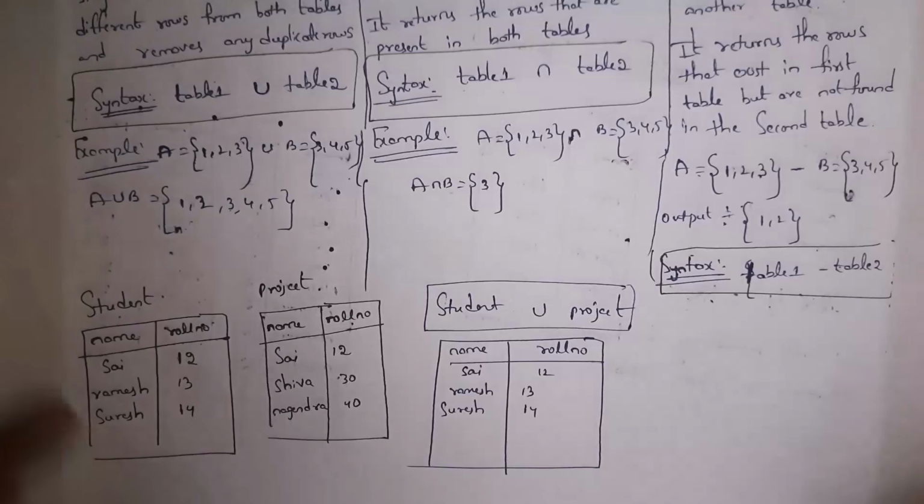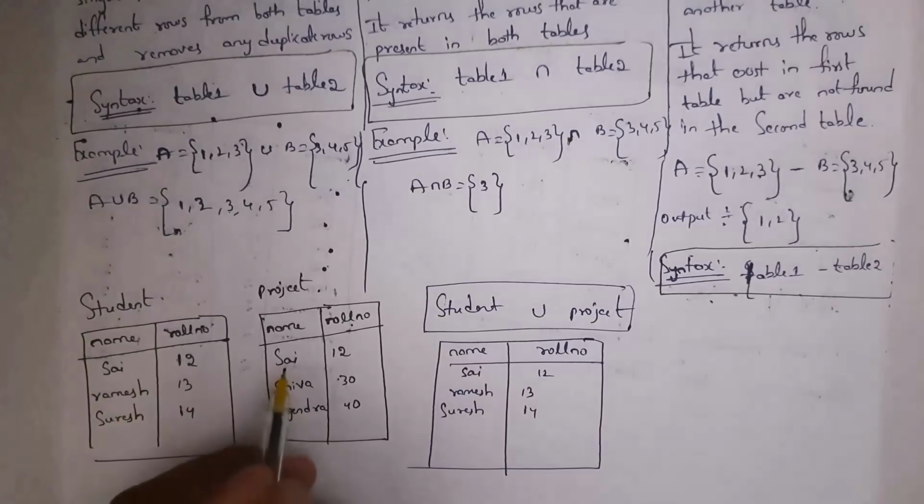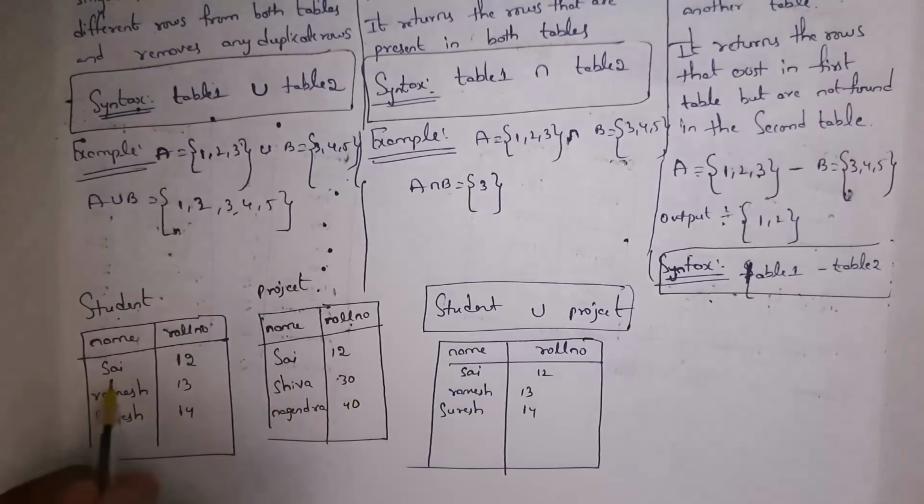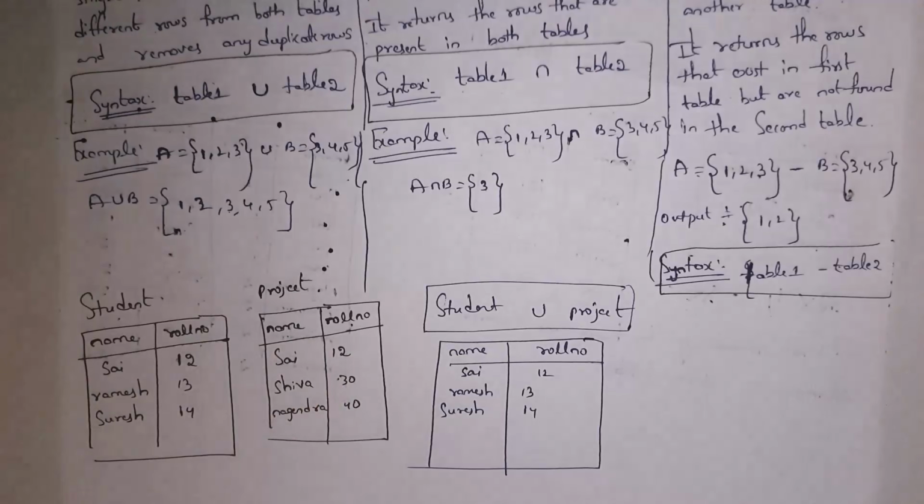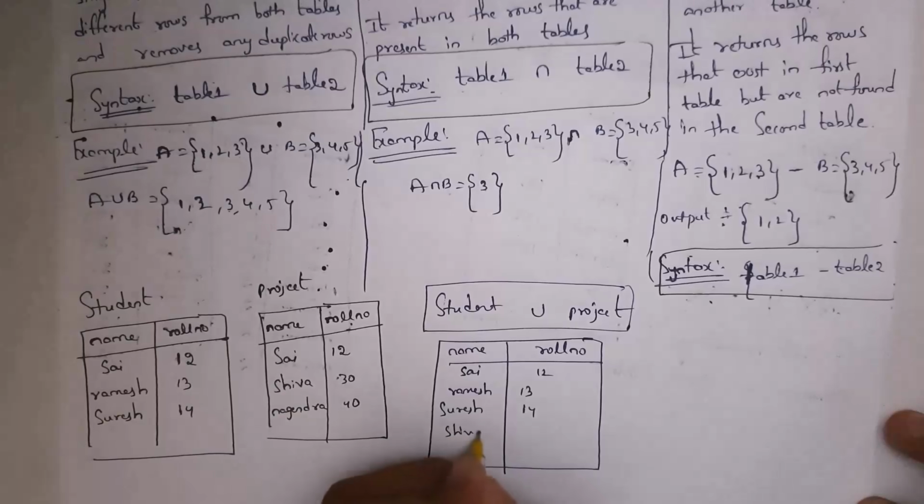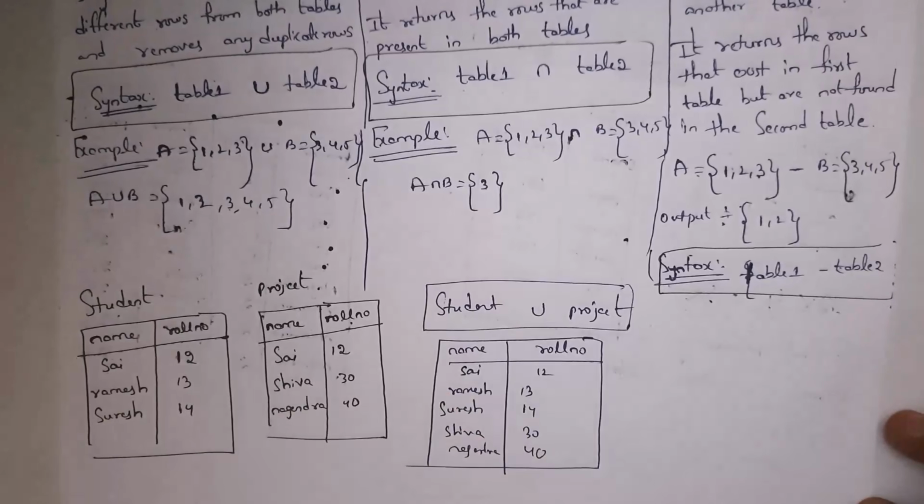At first it will select the first table, that is Sai 12, Ramesh 13 and Suresh 14. Similarly, the second table contains Sai 12, Shiva 30 and Nagendra 40. But here Sai 12 is repeated twice. Even if any record is repeated twice, it will display only once. Union will not allow duplicate values. So Sai 12 is already present, so it will not enter this Sai 12. It will just select Shiva 30 and Nagendra 40. This is my output whenever I perform union operation.